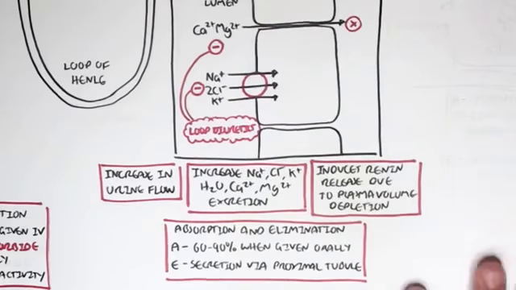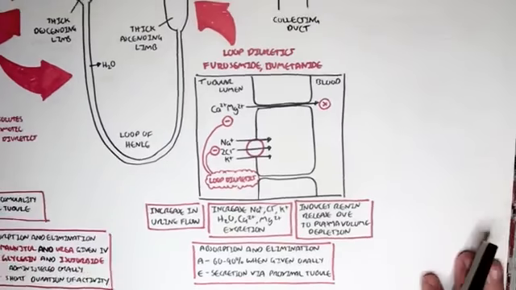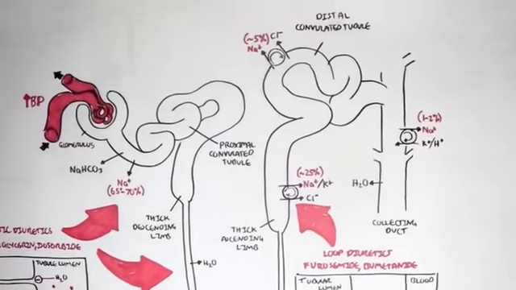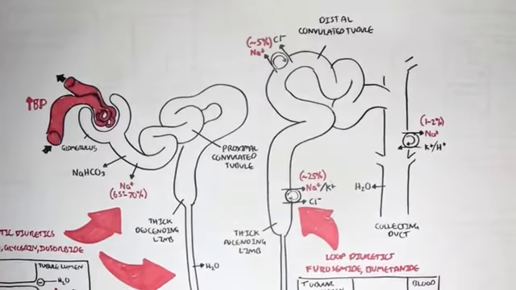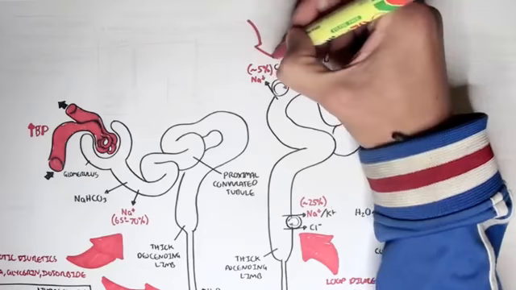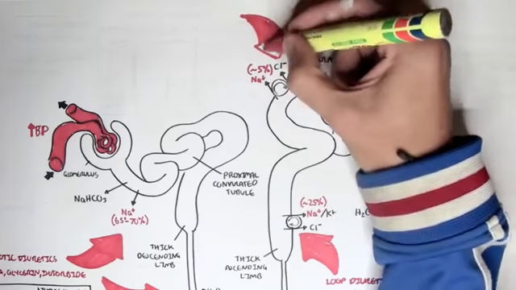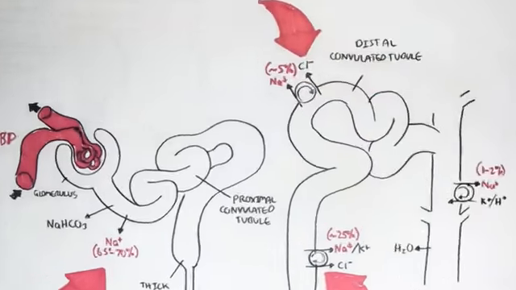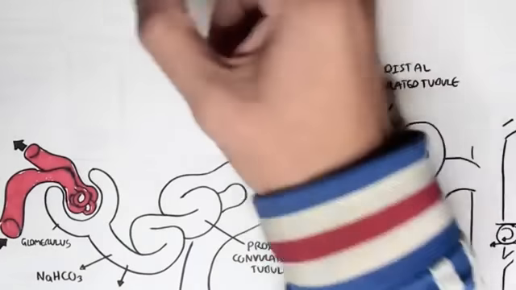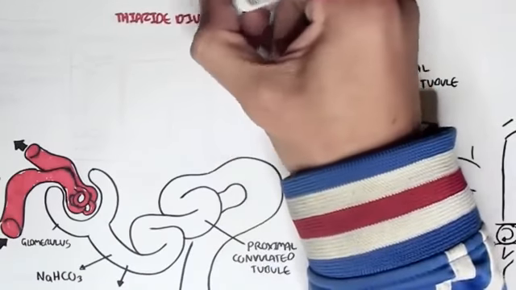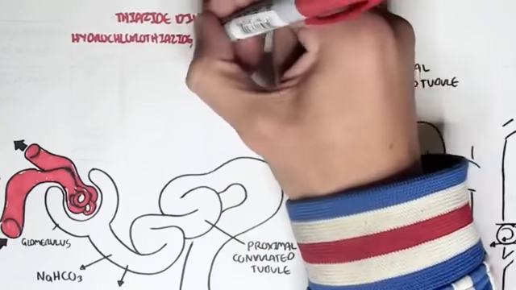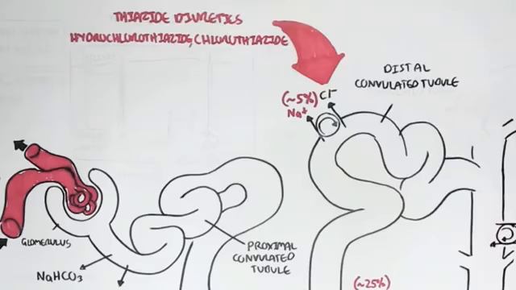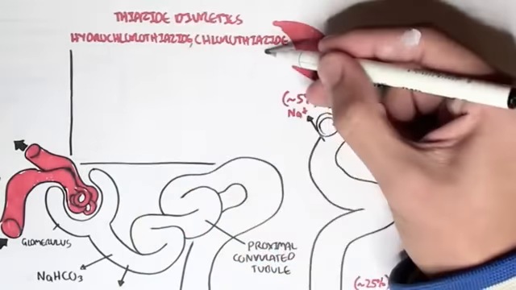So let's look now at the third diuretic, which is the thiazide diuretics. These work on the distal convoluted tubules, particularly the sodium and chloride symporter here. Thiazide diuretics include names such as hydrochlorothiazide and chlorothiazide. It's very easy to remember this because they all end in thiazide. So let's look at how it works.